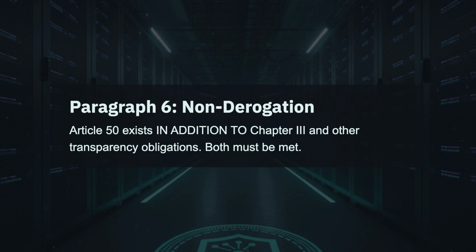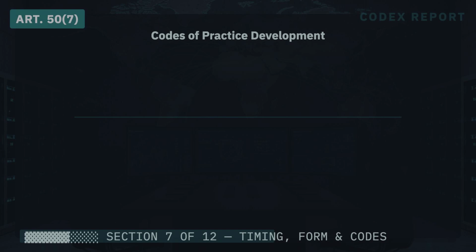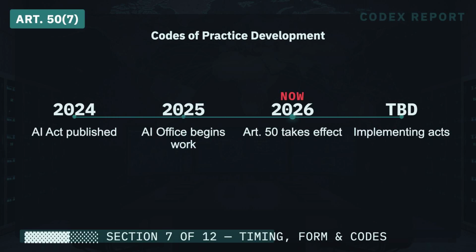Paragraph 6 is a non-derogation clause. It clarifies that Article 50's obligations exist in addition to, not instead of, the obligations in Chapter 3, which covers high-risk AI systems and any other transparency obligations in EU or national law. If your AI system is classified as high risk under Chapter 3 and also triggers Article 50 obligations, you must comply with both. One does not substitute for the other.